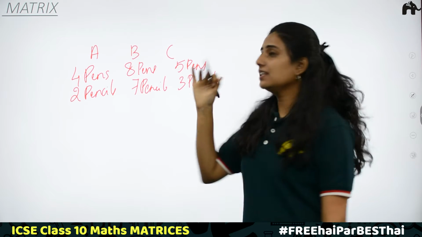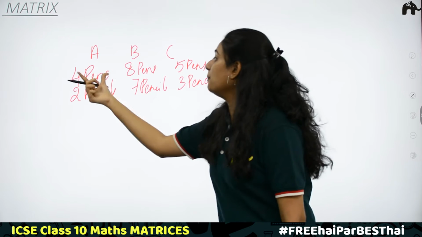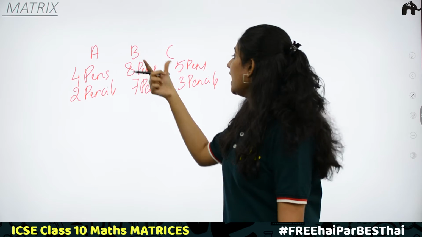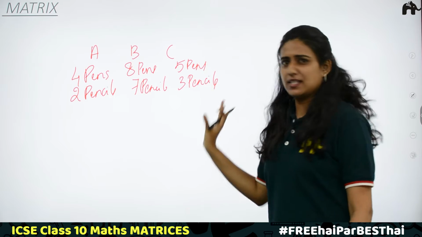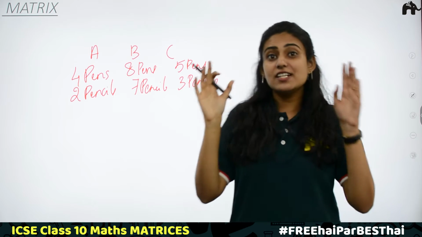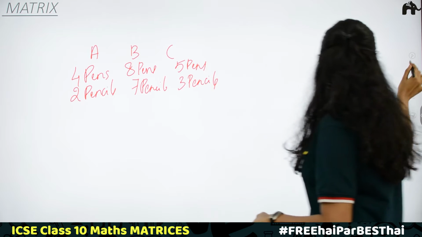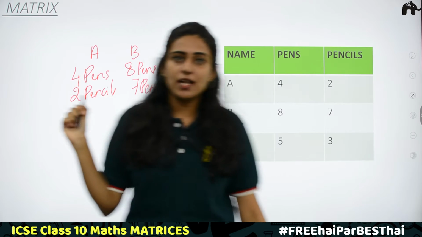These are 3 different statements. A has 4 pens and 2 pencils. B has 8 pens and 7 pencils. C has 5 pens and 3 pencils. To simplify this, I can give a tabular representation of this. Yes, so this is a tabular representation.